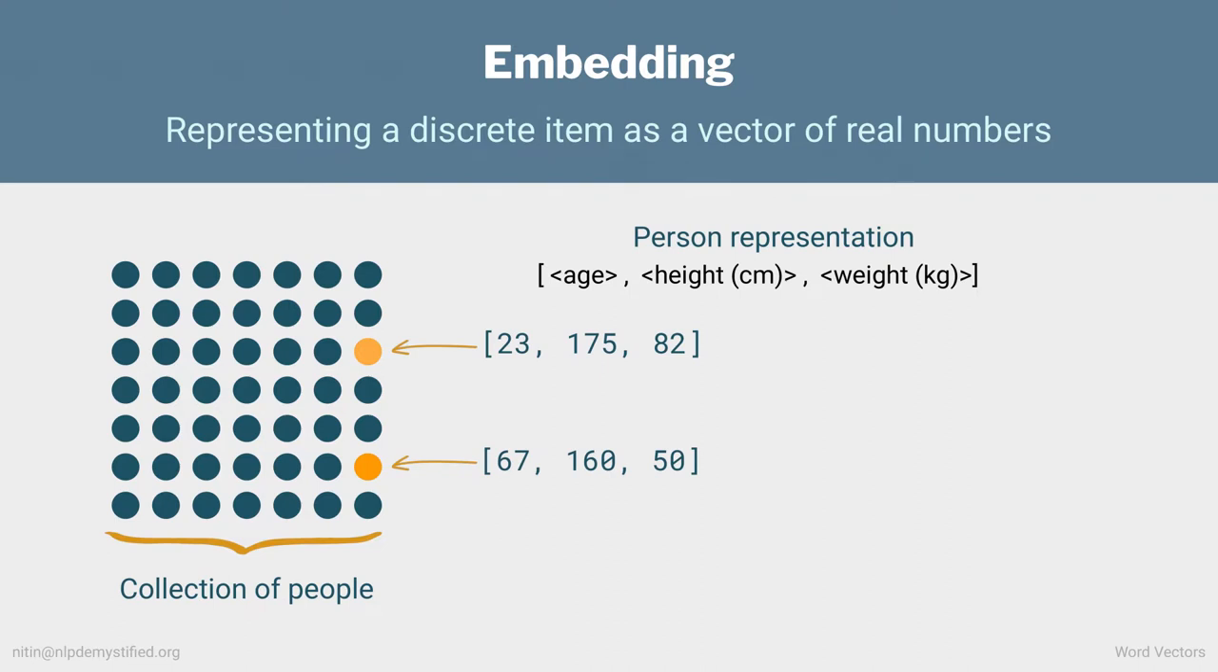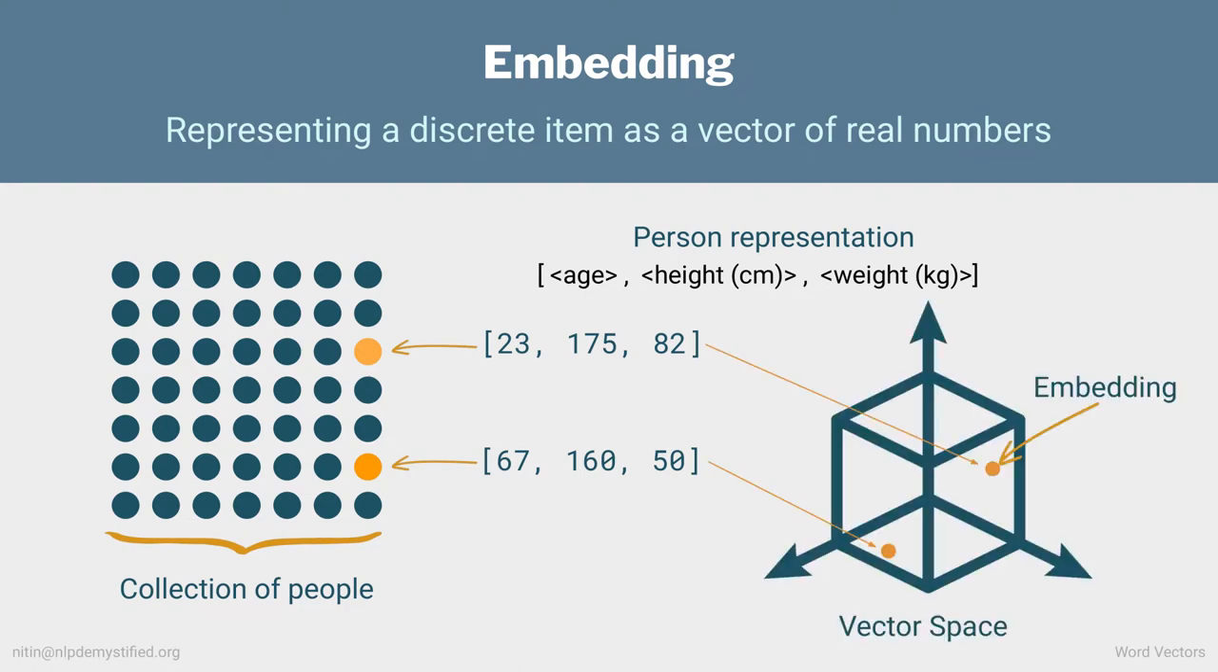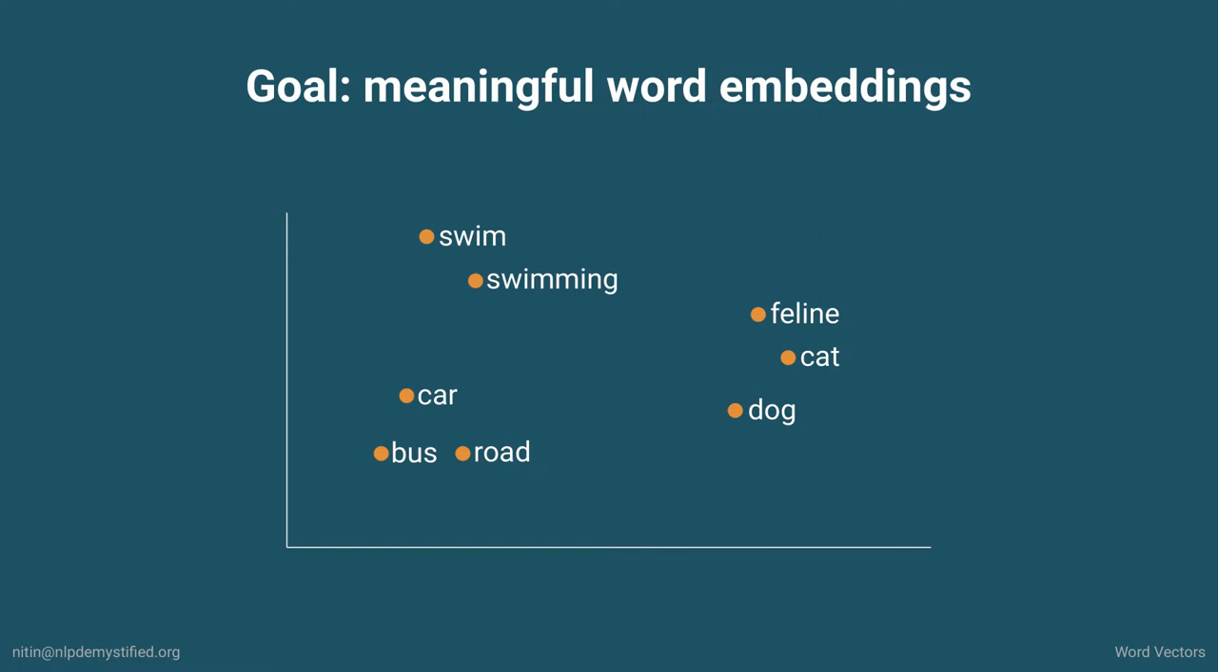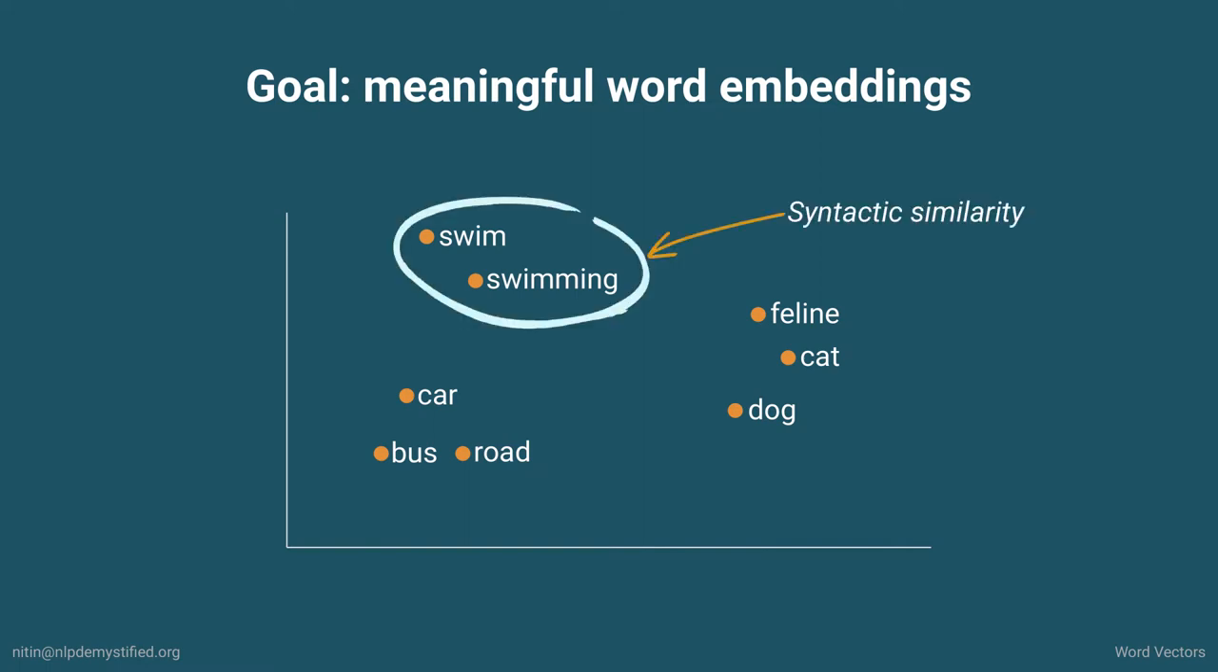If our collection of discrete items were persons, we could represent a person using a 3-dimensional vector of age, height, and weight. These vectors would then exist in a vector space, and we could find cohorts of people with similar attributes. Okay, so what we're doing is mapping discrete items to points in a vector space. These points are called embeddings. And we can do this with words. With words, we want embeddings which capture some meaning such that, when placed in a vector space, similar or related words should be closer to each other. So words such as swim and swimming should be close, and this is an example of syntactic similarity.